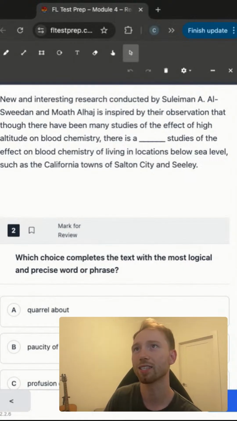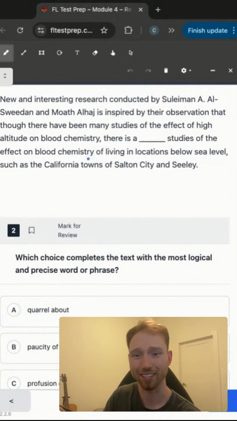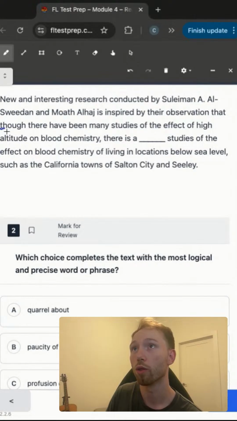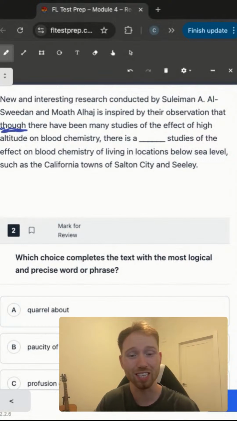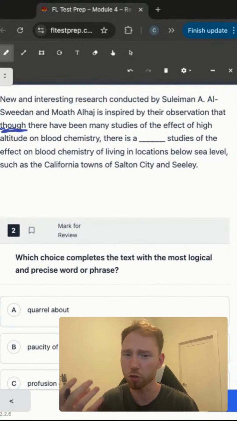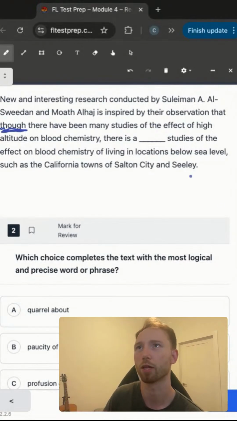So taking a look at this, I see that there's a strong transition here that's hidden away at the top. It's inspired by their observation that though there have been many. So "though" is a transition. It's specifically a comparison. I'm going to be comparing two ideas here, and this is very important for vocabulary questions.